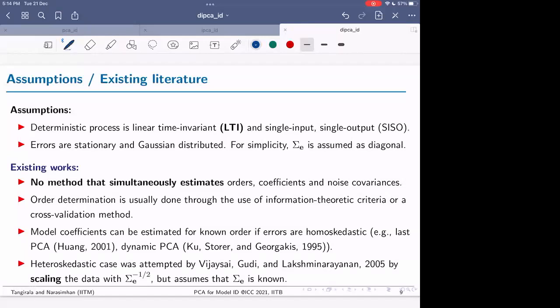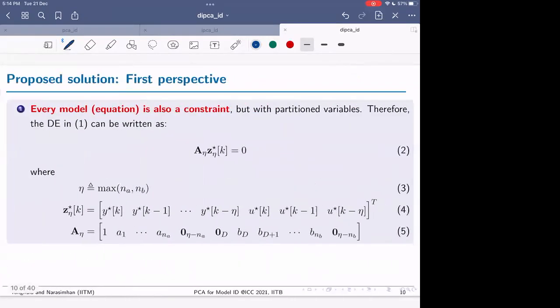And the heteroscedastic case was attempted in a work by Vijay Sai Gudi and Lakshmi Narayanan in 2005, but they assume that sigma E is available, which we are not going to assume. We are going to estimate sigma E as well. Okay, so let's move on and see how we recast this problem.